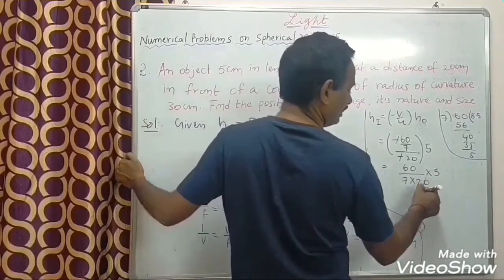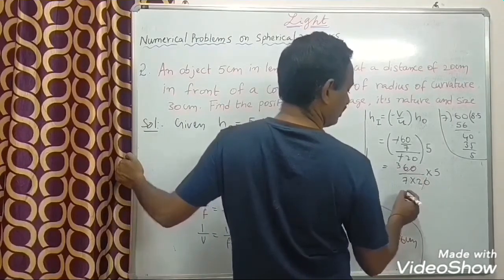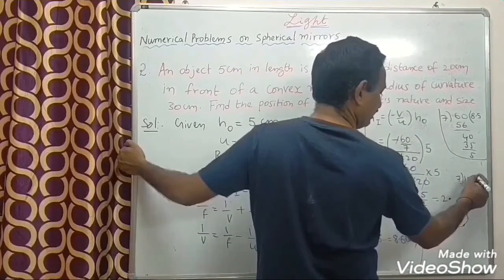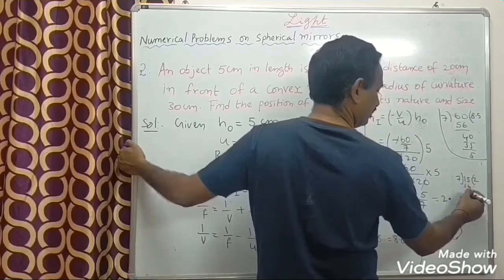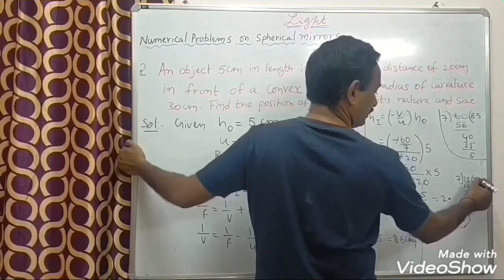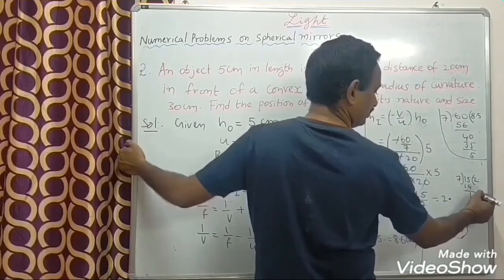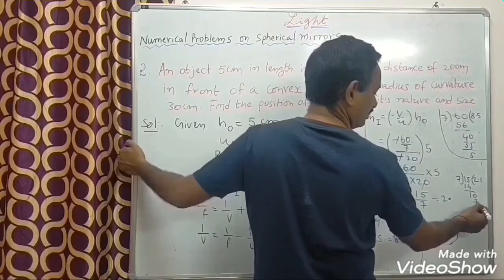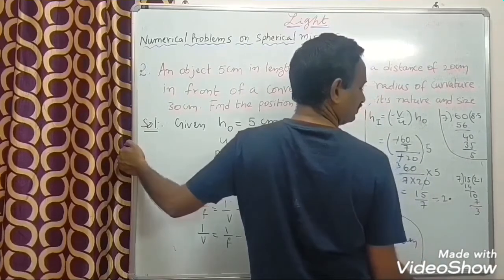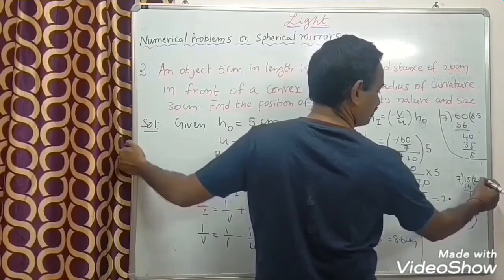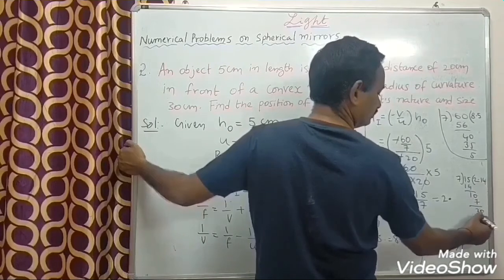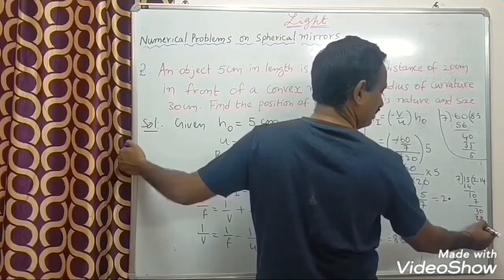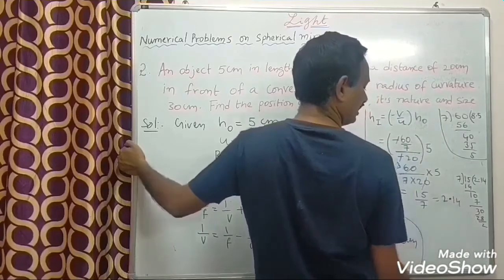20 threes are 60, so I will get 15 by 7. 7 2s are 14, 1 remainder, then 7 1s are 7, 3 remainder, then 7 4s are 28. So you will get 2.14 like this.